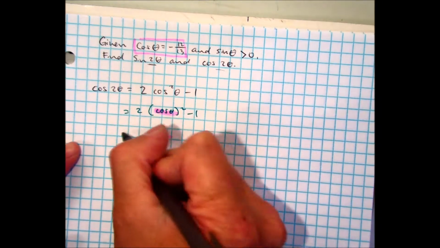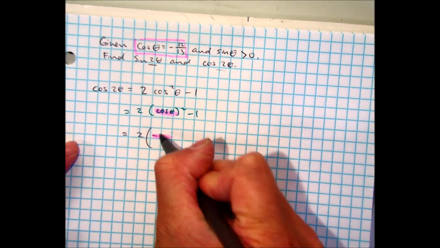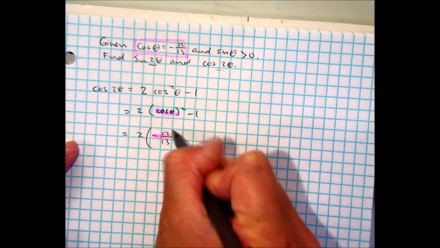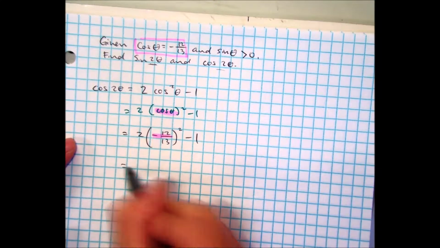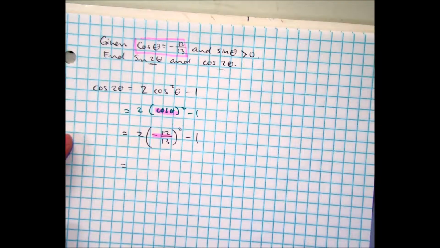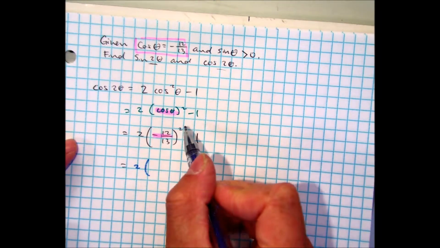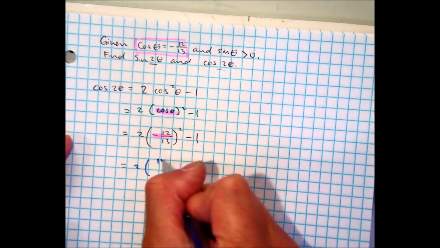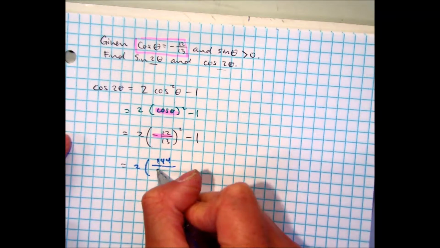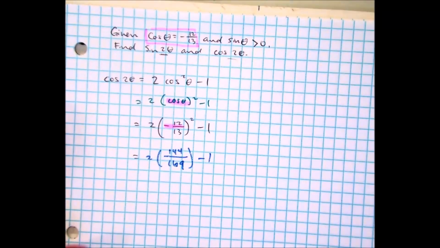Class, tell me what to write. I'm going to do PEMDAS first. 2 times 144 over 169 minus 1. Class, should I subtract 1 or multiply by 2 first? You should multiply by 2 first.